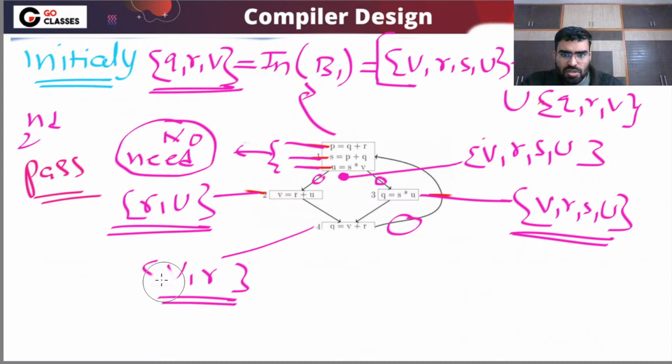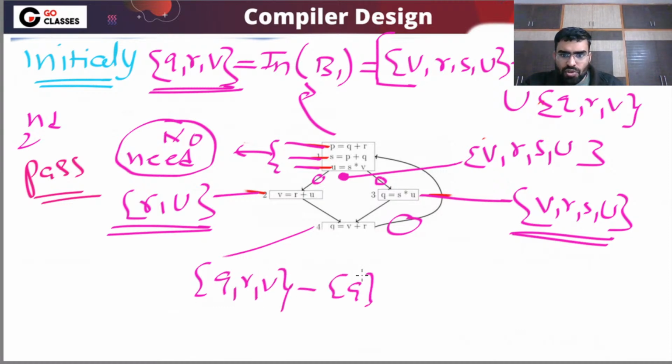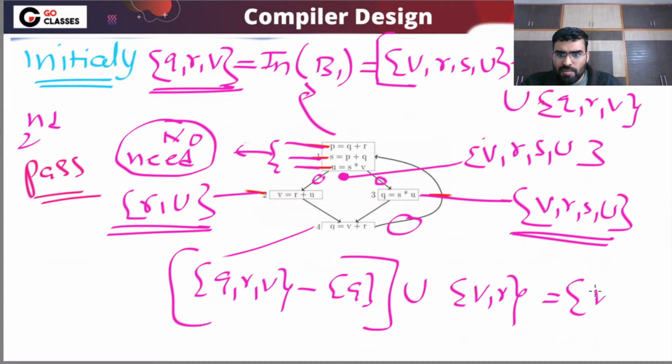Why? Because what will happen here? In the second pass, from QRV you will remove Q, and then you will union with VR. So that is the same as VR. So this will not change. Okay, so you can see there is no change.